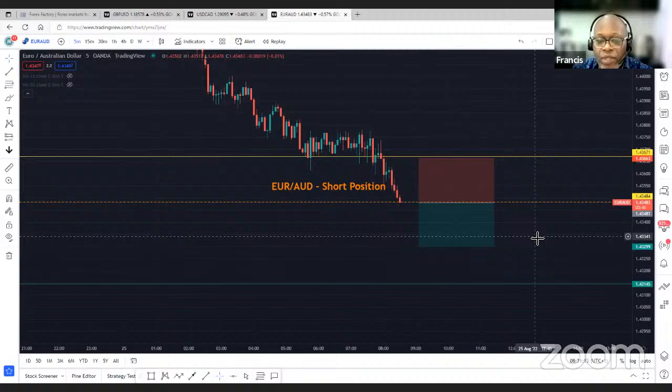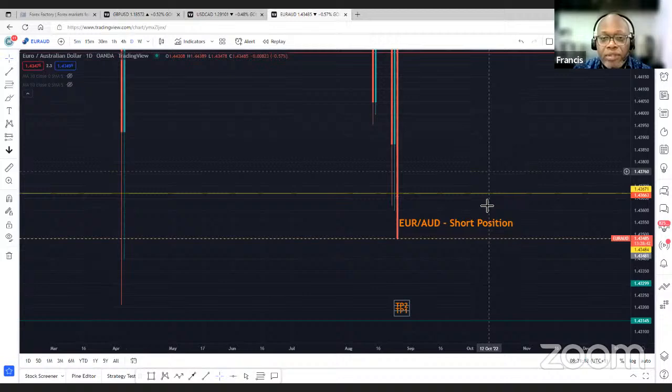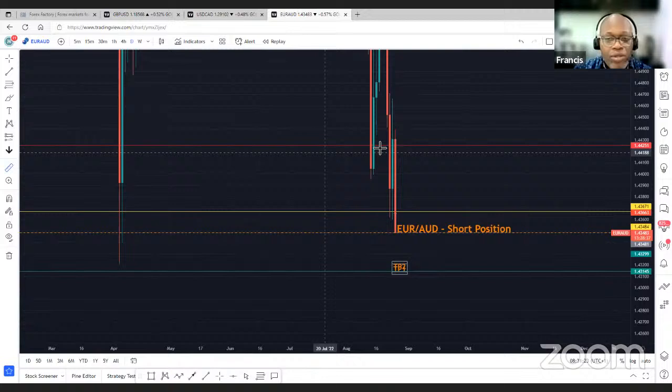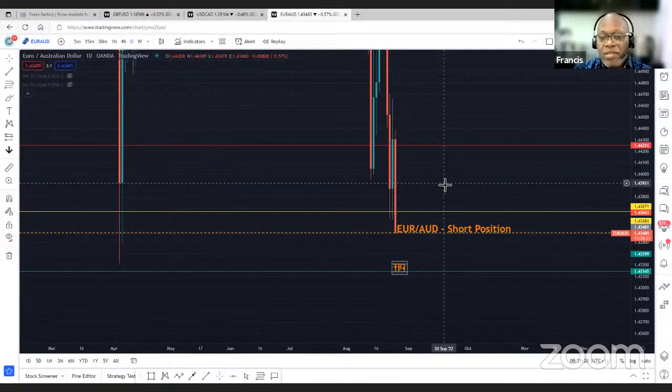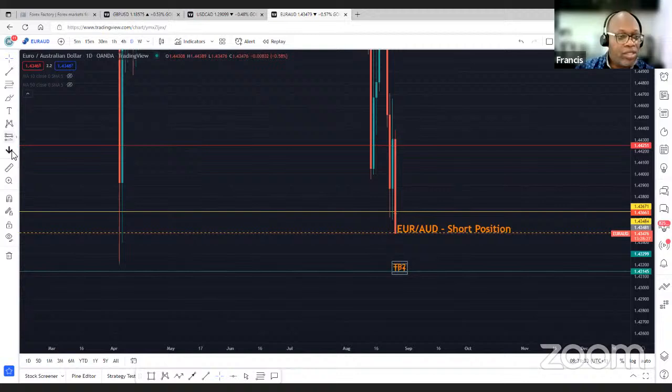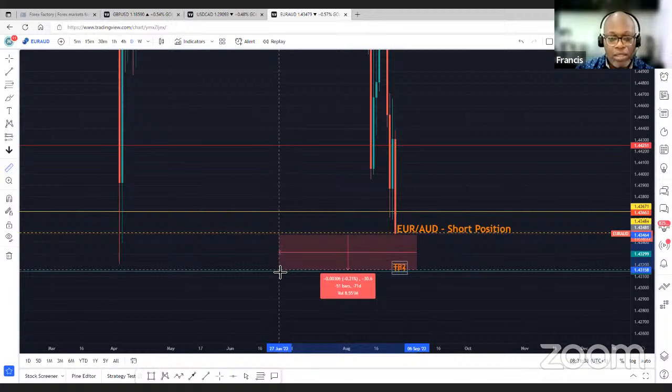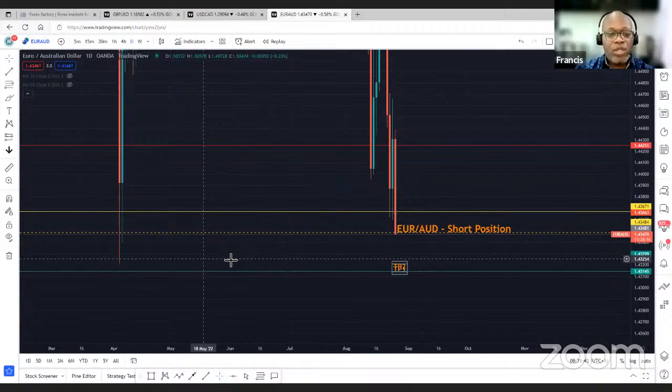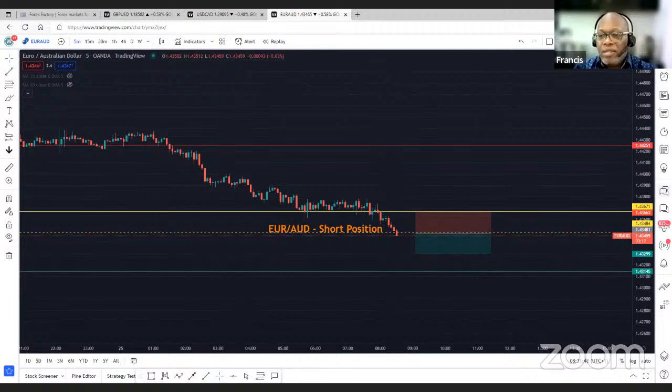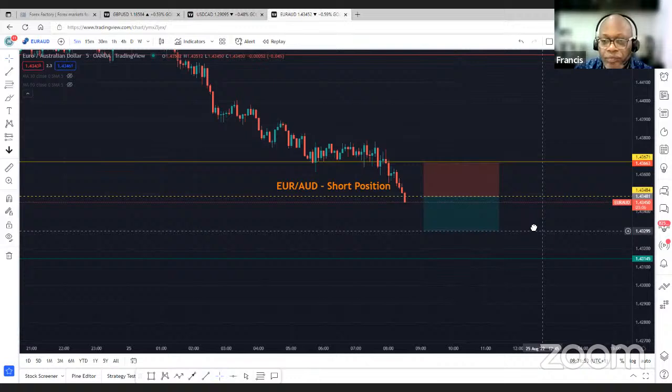So far today, Euro Aussie dollar has moved by about 80 pips. That's nothing compared to what it can do. I mean, the average daily range, surely it can come as low as this. The average daily range for Euro Aussie is at least 100.